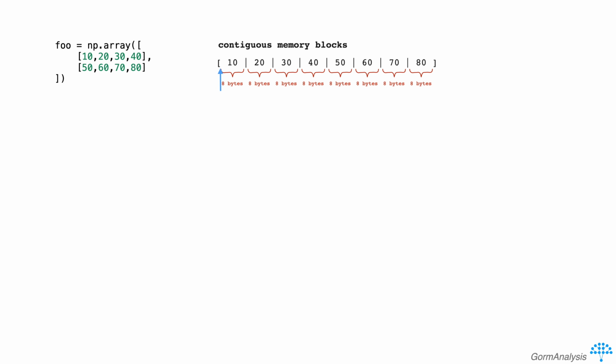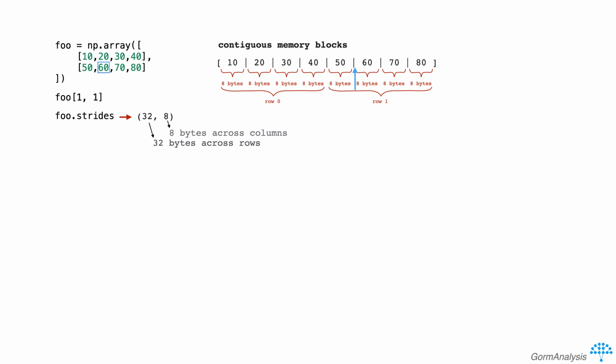So let's say we're here at the beginning of the array. If we want to get to the third element, we know we need to jump across 16 bytes of data. Now, let's say we're back at the beginning of the array and we want to get to the element at index 1, 1. In this case, we can do some basic math to figure out that we need to jump across 32 bytes to get to the second row, and then another 8 bytes to get to the second element in the second row. This is exactly what the strides attribute of a NumPy array tells us. For example, foo.strides returns the tuple 32, 8, which means to get to the next row, you need to jump across 32 bytes, and to get to the next column, you need to jump across 8 bytes.